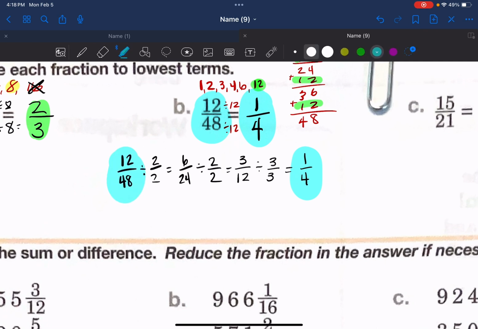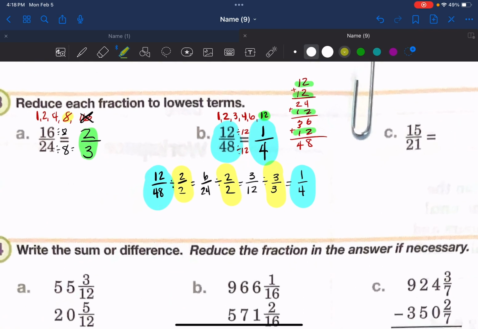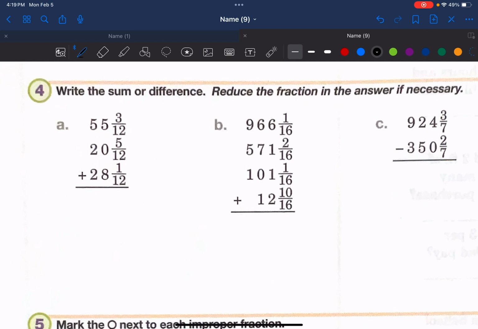But I had to divide by 2, divide by 2, divide by 3. That was not my fastest way to get to the lowest term, and it has to be the lowest term. So that's why it's best to find your factors and then use the biggest factor, the biggest common factor. So that's why I had to figure out if, when I skip count by 12, if I could say 48, or if 48 is divisible by 12. That's what that means.